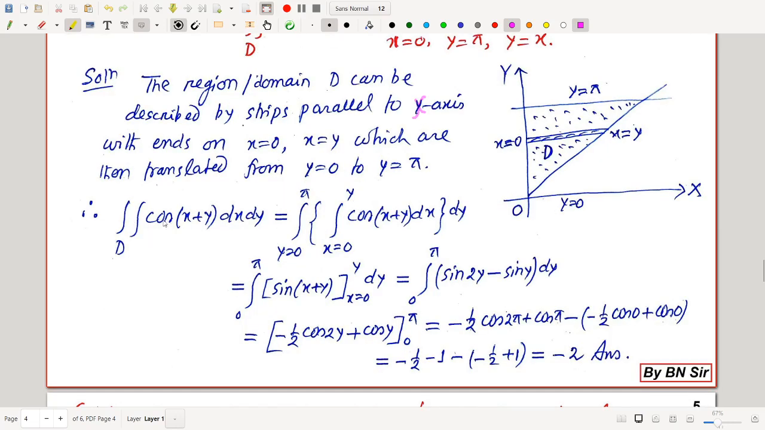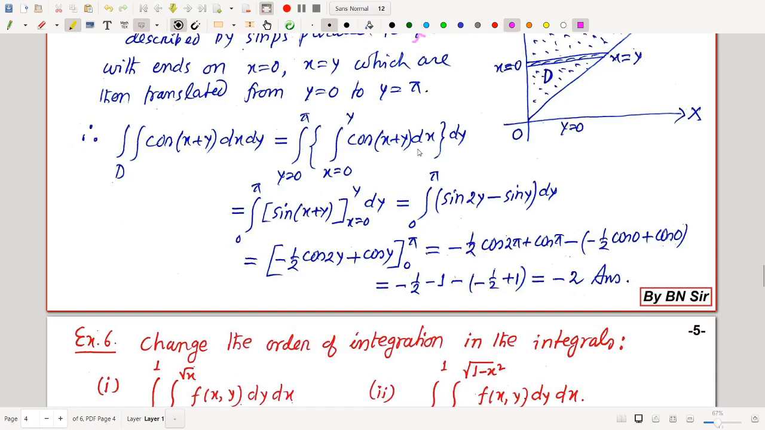So the double integral cos of x plus y over the region D becomes integration cos of x plus y with respect to x first, x equal to 0 to x equal to y, and then integration with respect to y from y equal to 0 to y equal to pi. So cos of x plus y integration with respect to x is sine of x plus y, and limit here x 0 to x equal to y. So if we put x equal to y means 2y, sine 2y minus sine y.